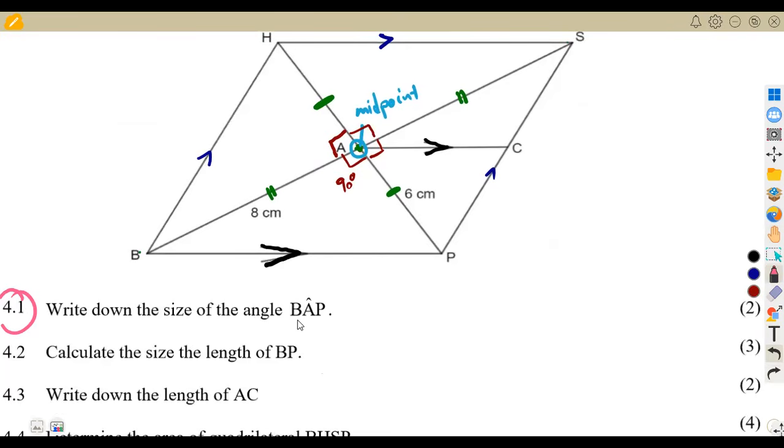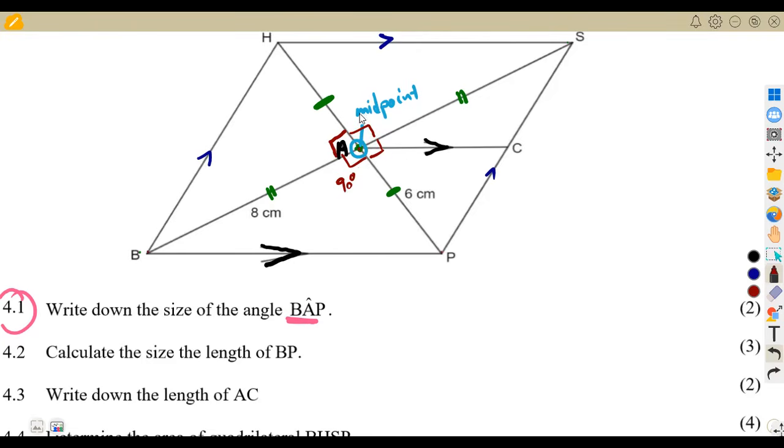Write down the size of the angle BAP. All right, BAP. Remember, this is the point A. Already we talked about this. So if you know the properties now of a rhombus, you can actually have this angle because we talked about this. The size of angle from B to point A to point P is 90 degrees.